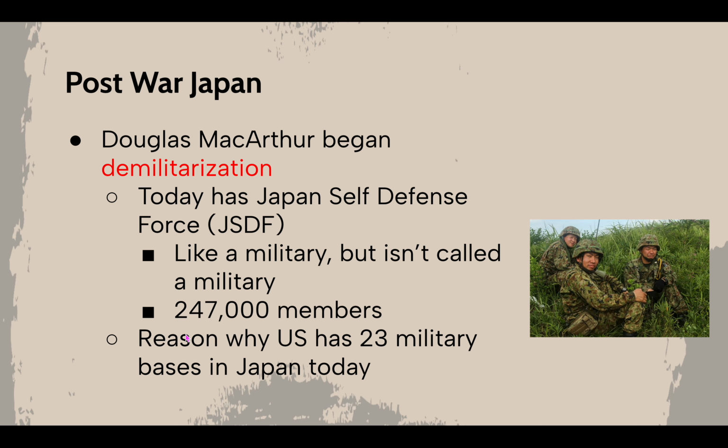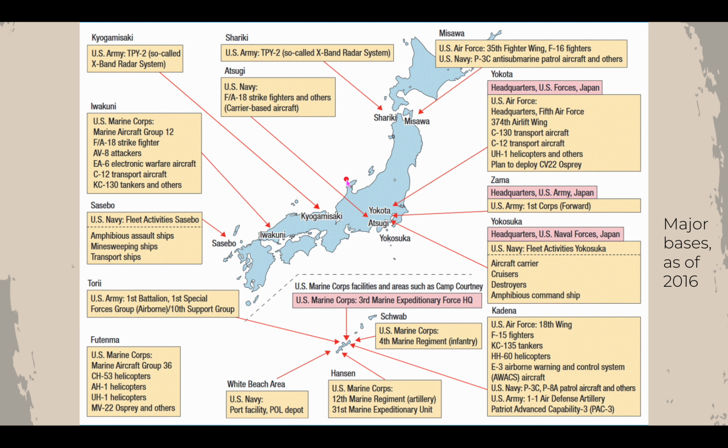And it's also the reason why the U.S. has 23 military bases in Japan today. So here is a map of all of the military bases that are currently in Japan. There's a lot.